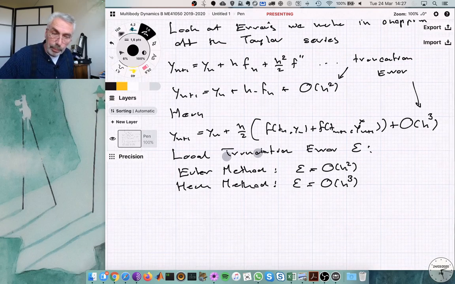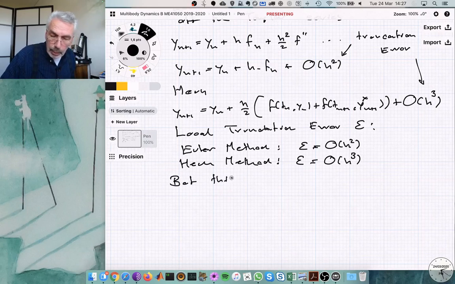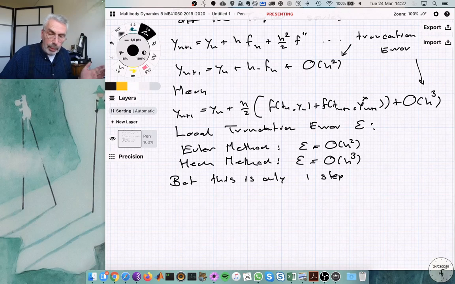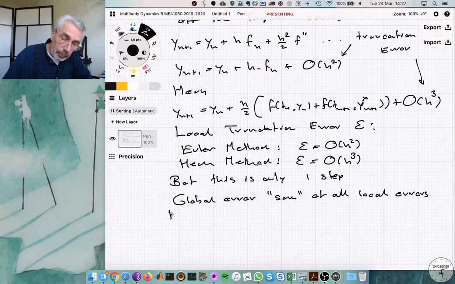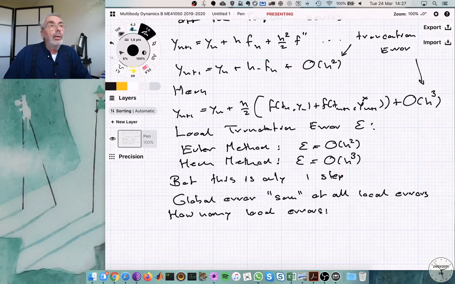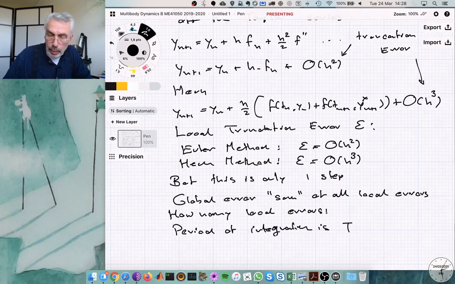But this is only for one step. And what you want to do is, of course, you want to know what the global error is. So the global error is sort of the sum of all local errors. And how many of these local errors do you make? Well, that's easy. If you say I'm going to integrate for a period of integration time t, say you want to know the solution within an hour, then t is 1 hour, or you want to know the solution within 3 minutes, then t is 3 minutes.